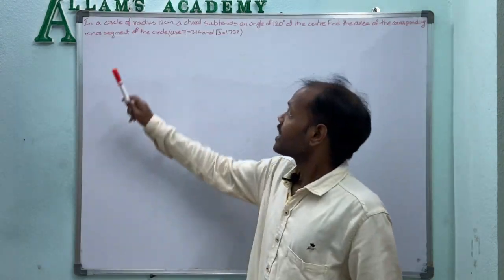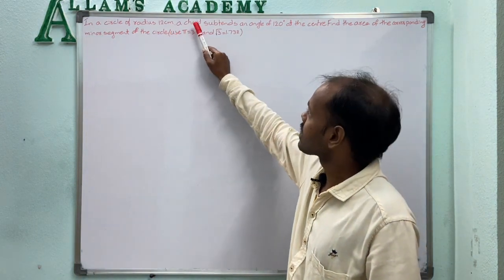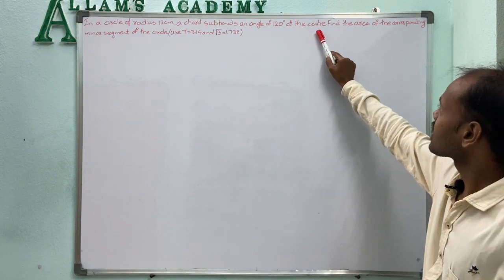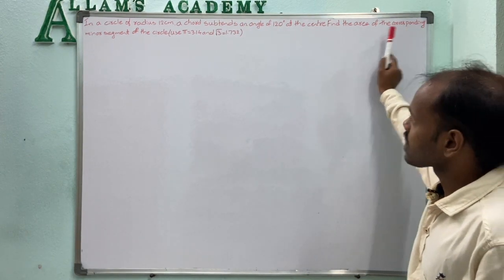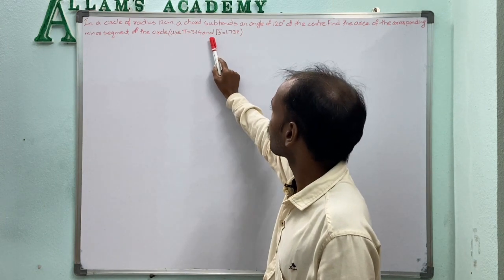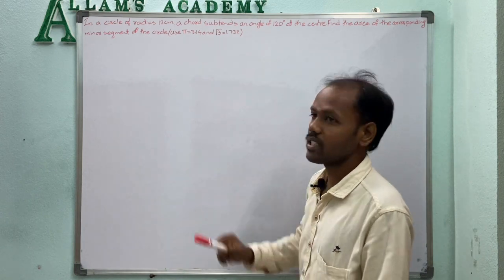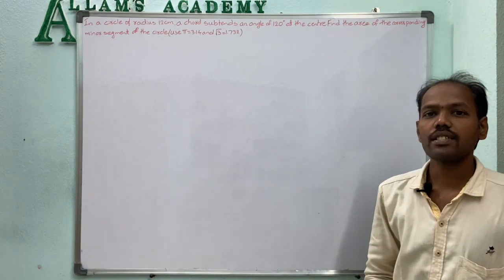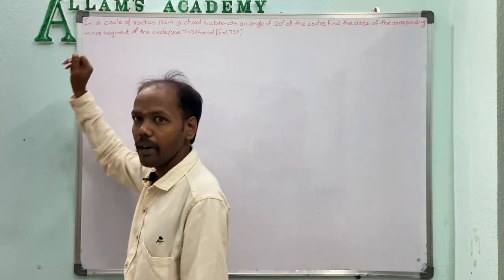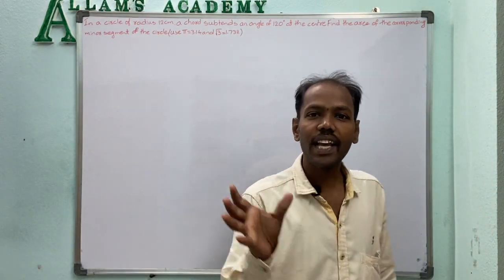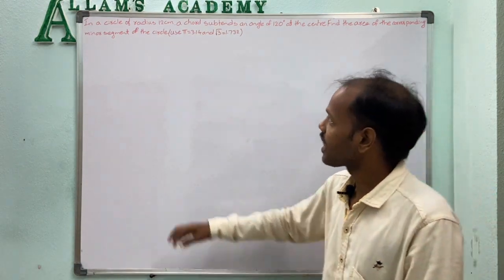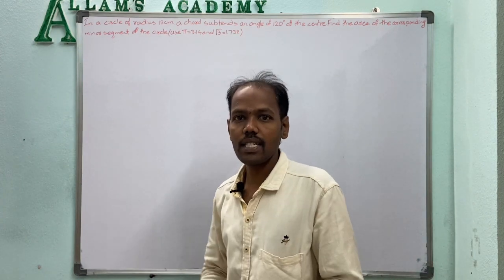In a circle of radius 12 centimeters, a chord subtends an angle of 120 degrees at the center. Find the area of the corresponding minor segment of the circle. Use pi equal to 3.14 and root 3 equal to 1.732. That one we have to use and solve the problem. Same as before, only here we want to find the minor segment. So from the area of the sector, if we subtract the area of the triangle, we get the area of the minor segment.